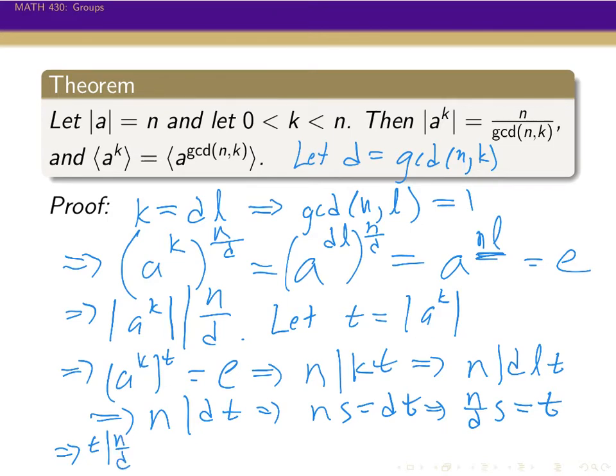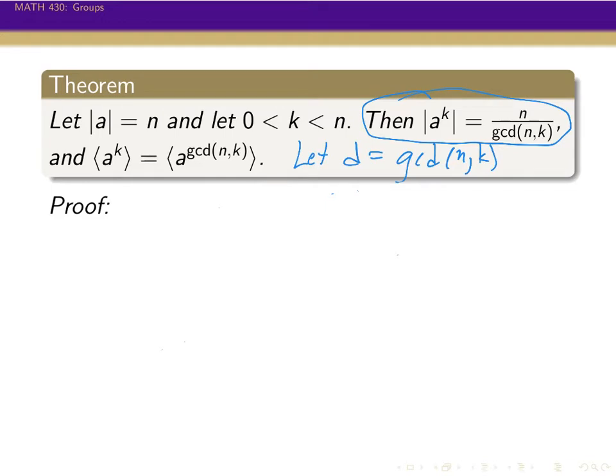And if they divide each other, this means k is equal to n over d. Okay, so that completes the proof for this first part. Now we are going to focus on the second part, proving that the subgroup generated by a to the k is equal to the subgroup generated by a to the GCD of n and k, or a to the d. So let's clear up the space first.